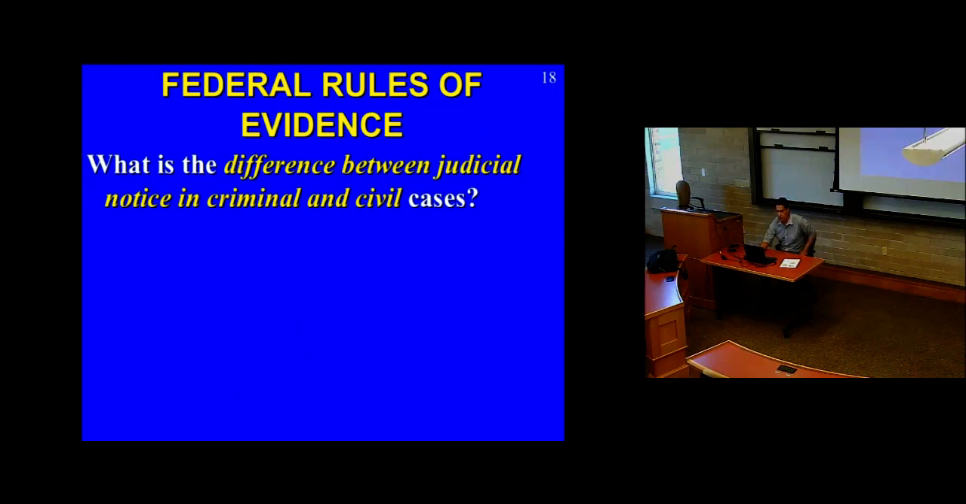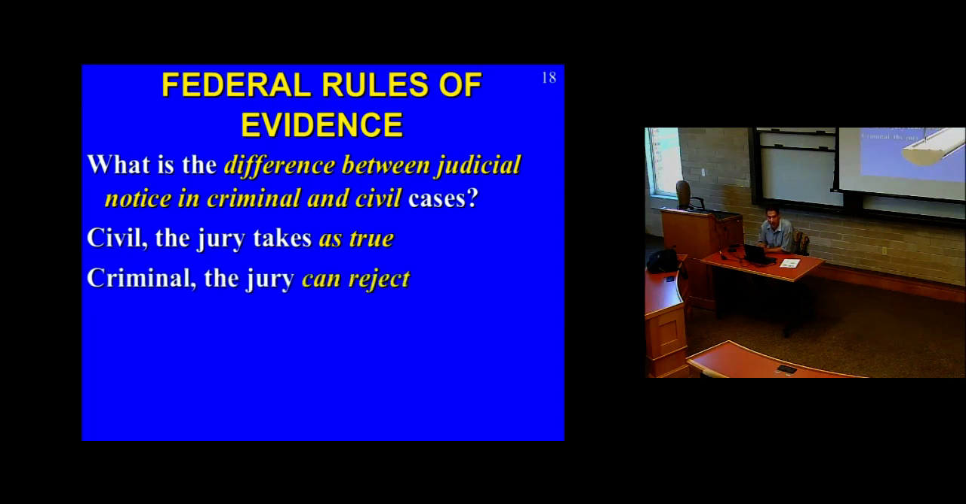Now, what's the difference between judicial notice in criminal and civil cases? In civil cases, the jury are supposed to take these as true. When the judge tells you you can take this as true, then you can, whether it's matters of local geography or an indisputable scientific fact. In a criminal case, the jury can reject this, kind of the idea of jury nullification, where the jury still gets to make a determination. Now, often they won't actually do this because the judge has instructed them, but they can get away with rejecting the judicial notice that the judge told them to do that.